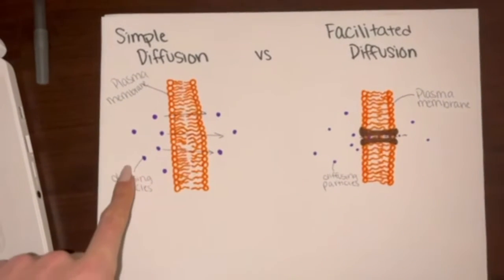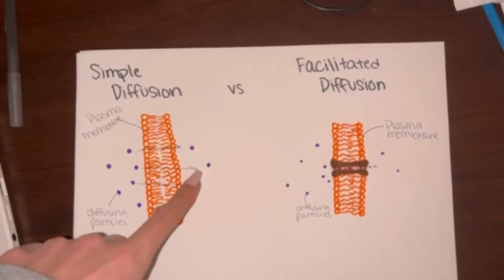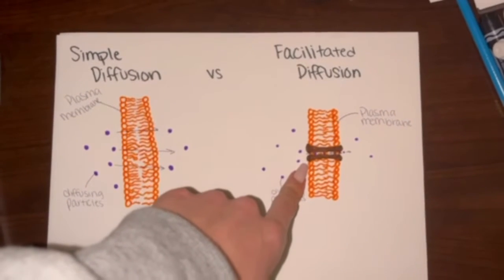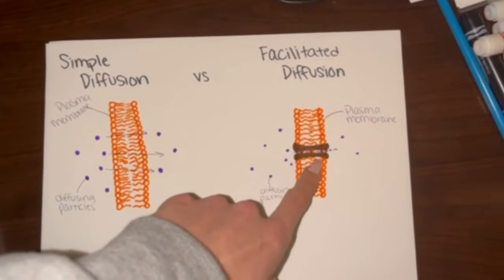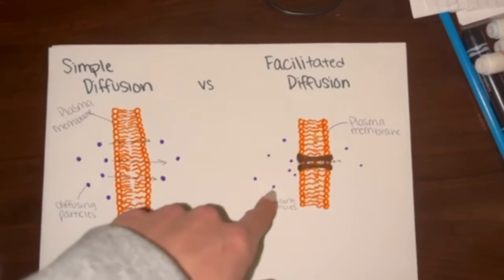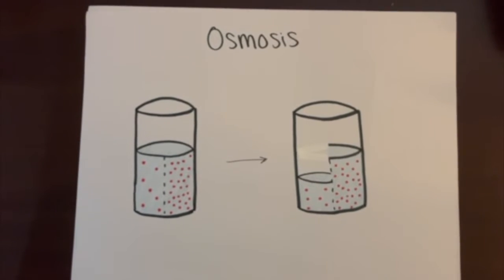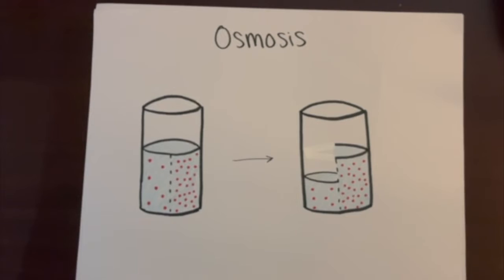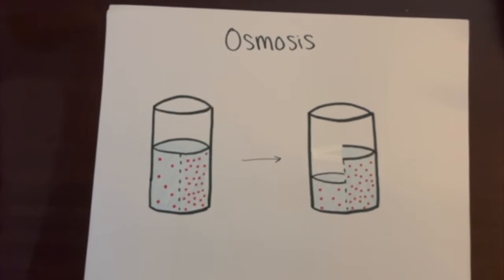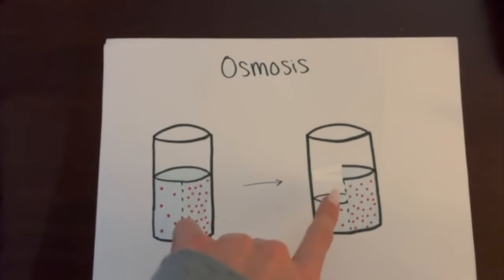Here are the diffusing particles, and they're going through in simple diffusion, and this is the carrier protein in the membrane, which is what the diffusing particles pass through in facilitated diffusion. Osmosis is movement of water from a higher water concentration to a lower water concentration through a semi-permeable membrane, which is what these lines are.